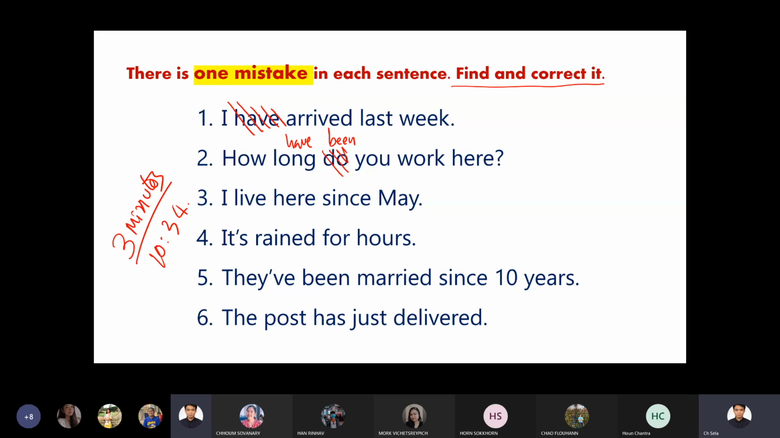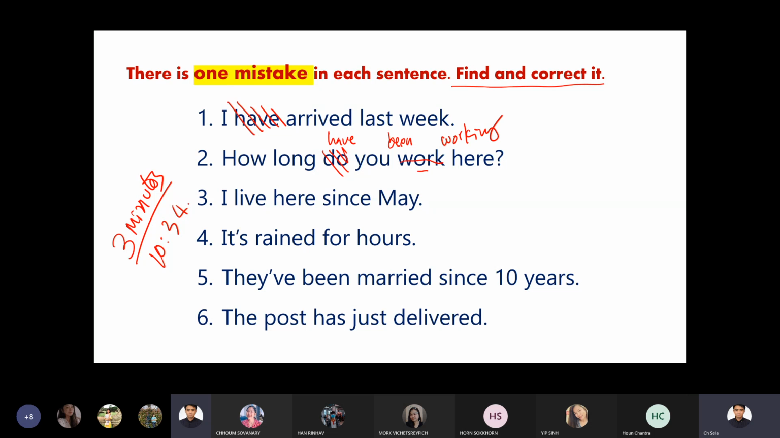Teacher, I think: how long have you been working here? Working. I think have been, how long working. How long have... No, teacher, I try again. How long have you been working here? You've been working, right? Yeah. Okay. So you add... Sorry, I will write this one for you.